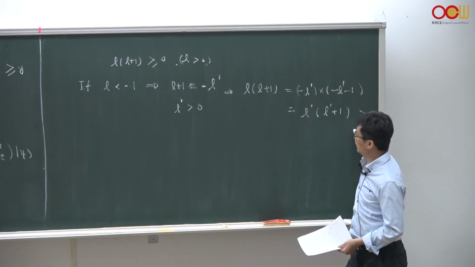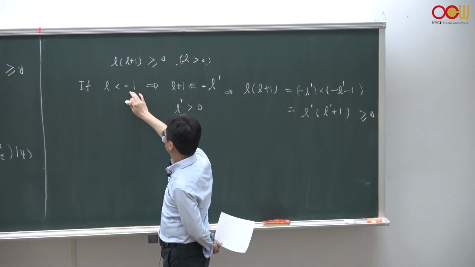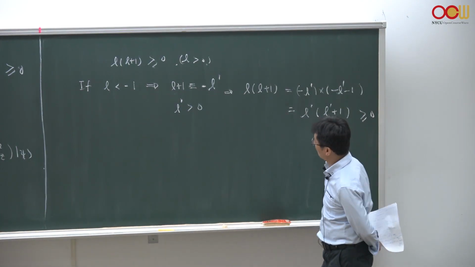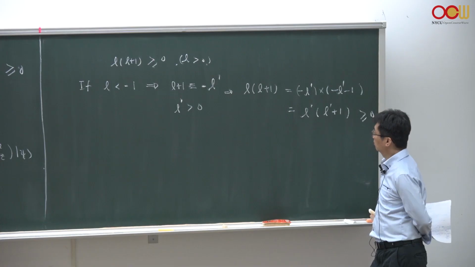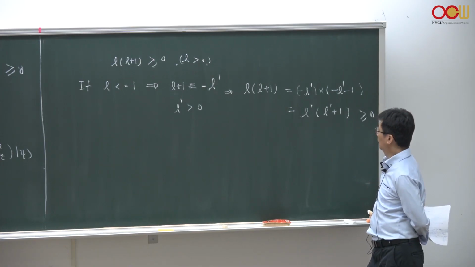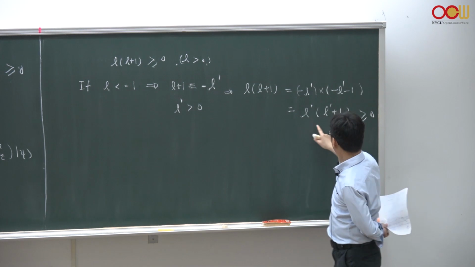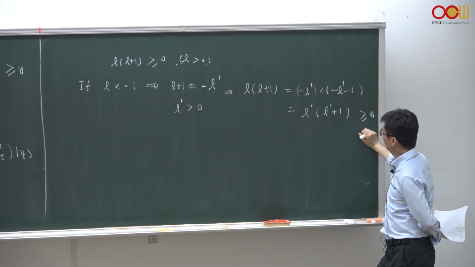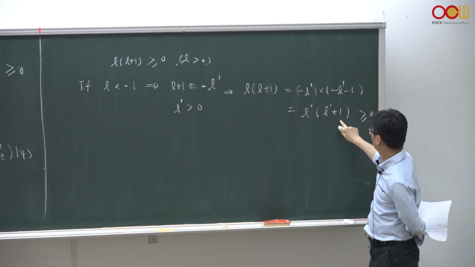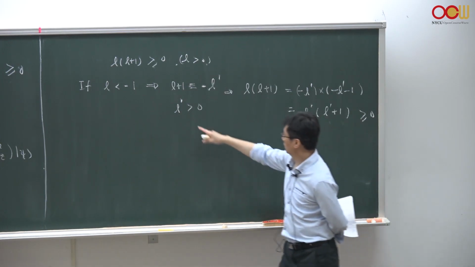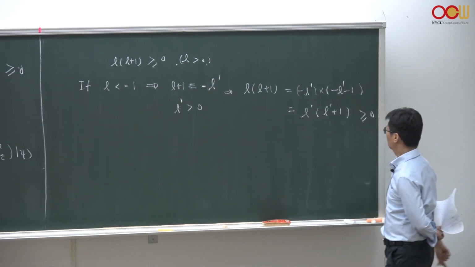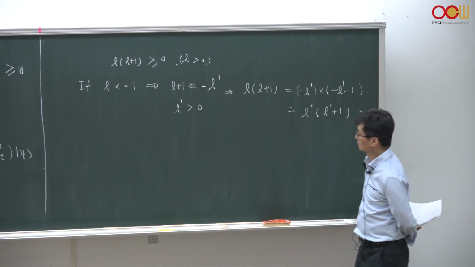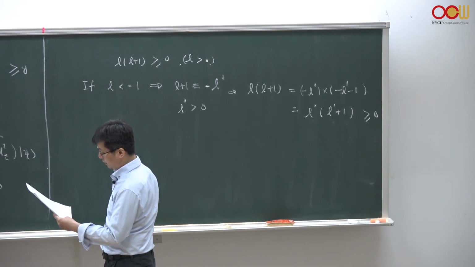Okay? So even if l is, say, less than -1, we can redefine l as l prime so that l prime is positive, and l times (l+1) is again positive or 0, because l times (l+1) is the same as l prime times (l prime + 1). And l prime, in this case, is positive. As a result, the whole thing is positive or 0. Okay, so I guess that's enough for today.